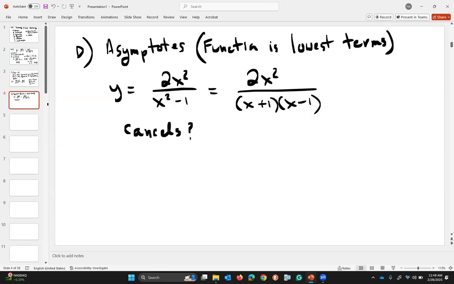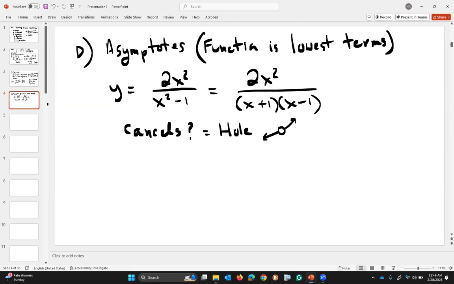We're just going through everything. We have ourselves something called a hole, and when you graph your line, all you do is put a little hole in your graph. If it does not cancel, then we got ourselves our asymptotes.